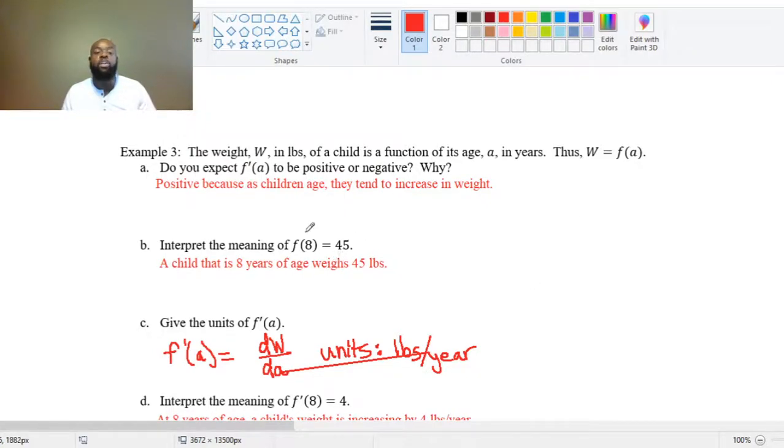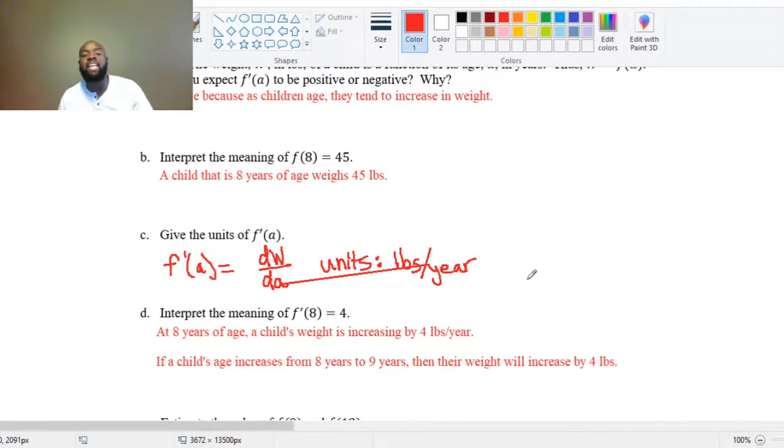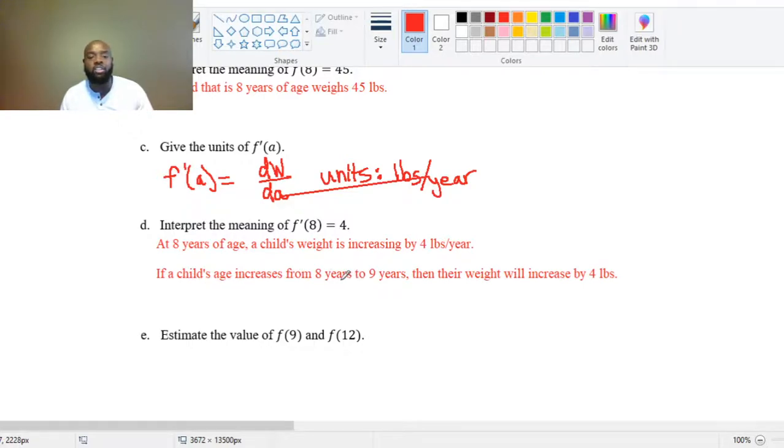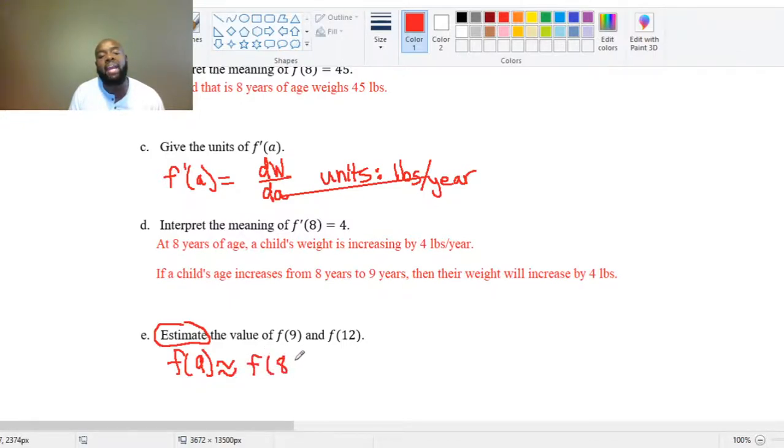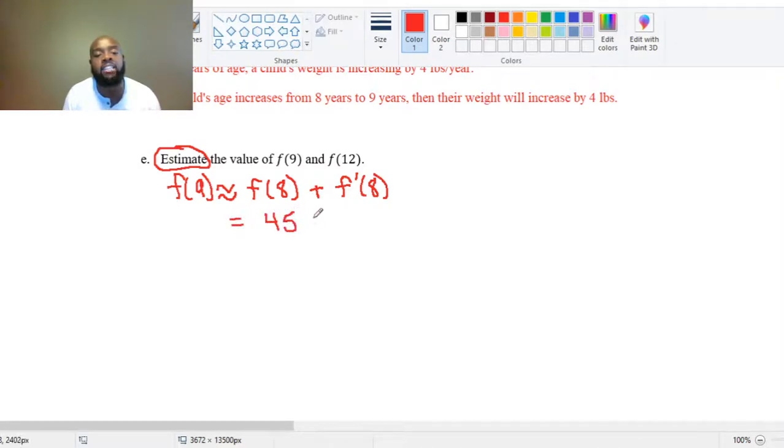Well, we could use the fact that we do know in part B that a child that's 8 years of age weighs 45 pounds, right? We also know from part D that if I change the child's age from 8 years of age to 9 years of age, then I should expect the child's weight to increase by 4 pounds. And so if I want to find f of 9, and notice it says estimate here because we're going to be given an estimate here. That's going to be approximately equal to the child's weight when they're 8 years of age plus the derivative when the child is 8 years of age, right? And so in part B, we said that the child was 45 pounds at age 8, and the derivative at 8 was 4. That means if I increase the age by 1 from 8 years to 9 years, I expect the weight to increase by 4 pounds. All right. And so that is 49 pounds.